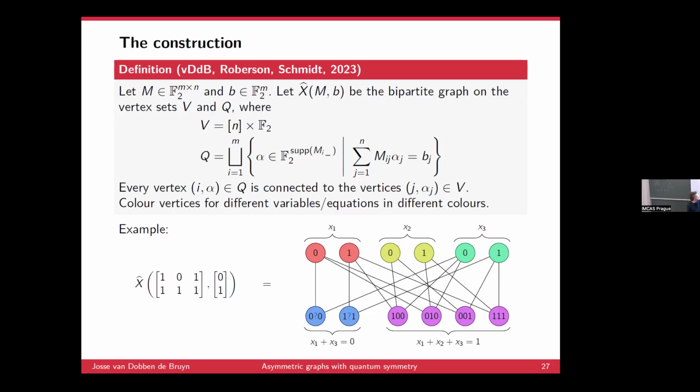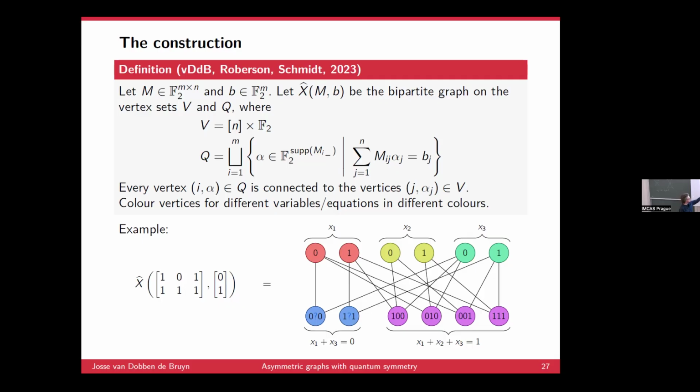For instance, here we have x1 plus x3 equals 0. There are two valid 0, 1 assignments to the variables that actually occur there. So I write them as 0?0 and 1?1. And here we have an equation where more variables occur and we get more vertices. So here we get 4 vertices.